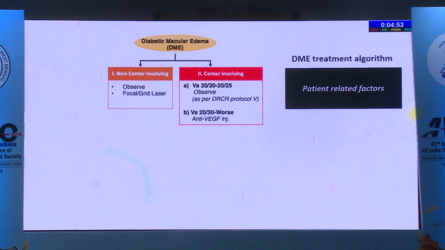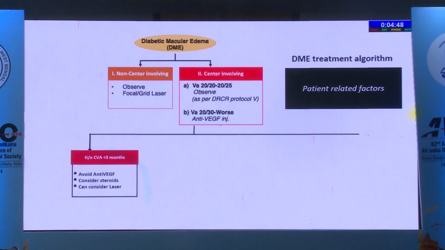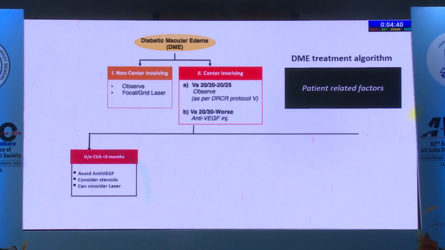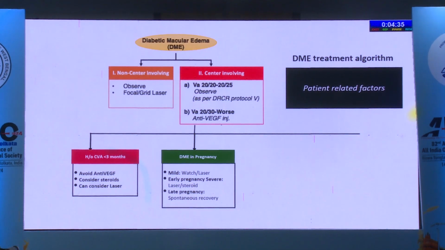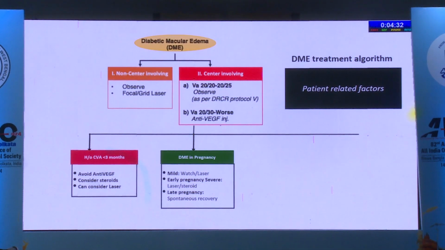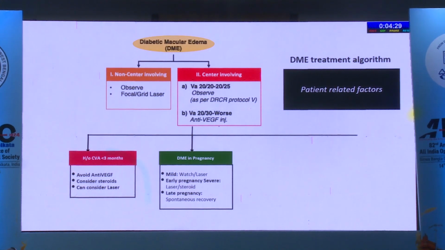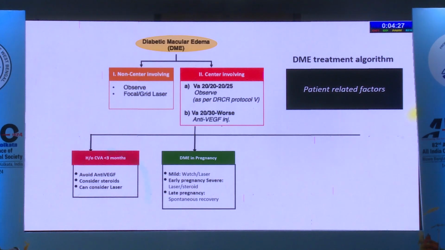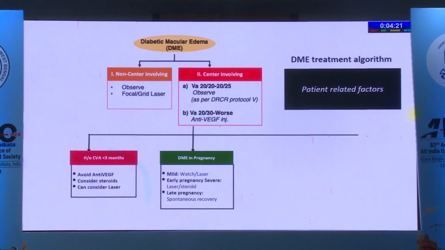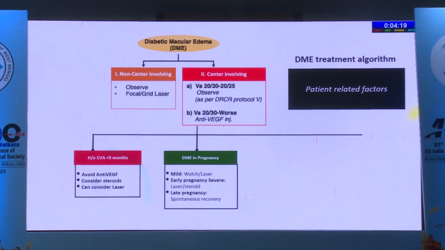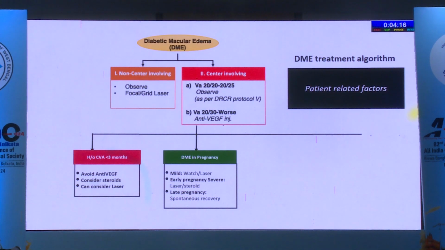How to determine which one to do? There are certain patient-related factors you can take into account. So if a person had a recent history of cerebrovascular accident less than 3 months old, you avoid using anti-VEGFs. You can consider steroids. You can also consider laser. If it is DME you see in pregnancy, mild edema, you can still watch with a good vision. If vision is poor early in the pregnancy, laser or steroid can be considered. Late in the pregnancy, if you get a center involving edema with a poor vision, no need to treat. After the delivery, the edema will automatically reduce.